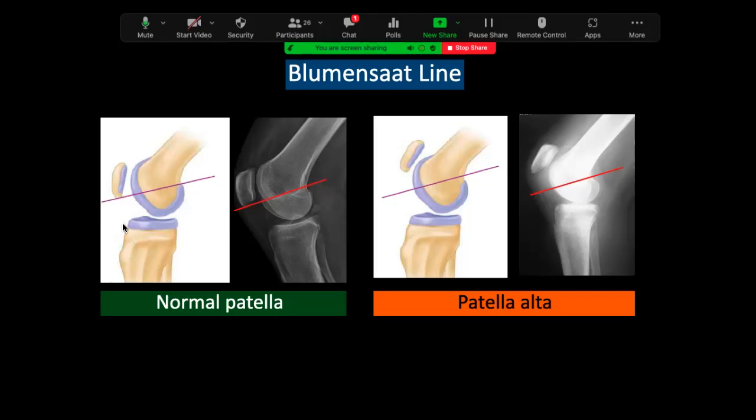If the tip of the patella, that is the inferior pole of the patella, touches this line, this is normal. And if the patella is quite high above this line, then it is said to be patella alta. And if the patella is lower than this line, then it will be said to be patella infera or patella baja.